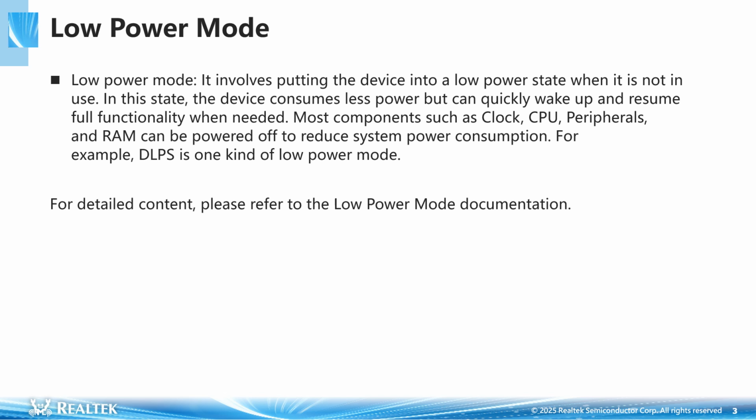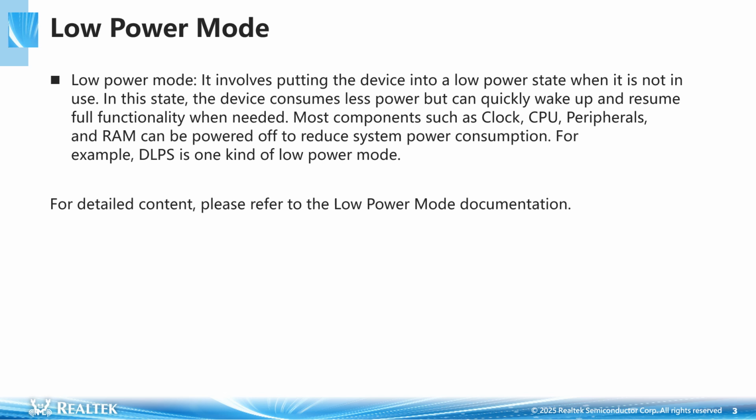First, let's introduce the low power mode. Devices can enter low power mode when not in use. In this state, the device consumes less power, but can quickly wake up and resume full functionality when needed. Most components, such as the clock, CPU, peripherals, and RAM, can be powered off to reduce system power consumption. For example, DLPS is a kind of low power mode.